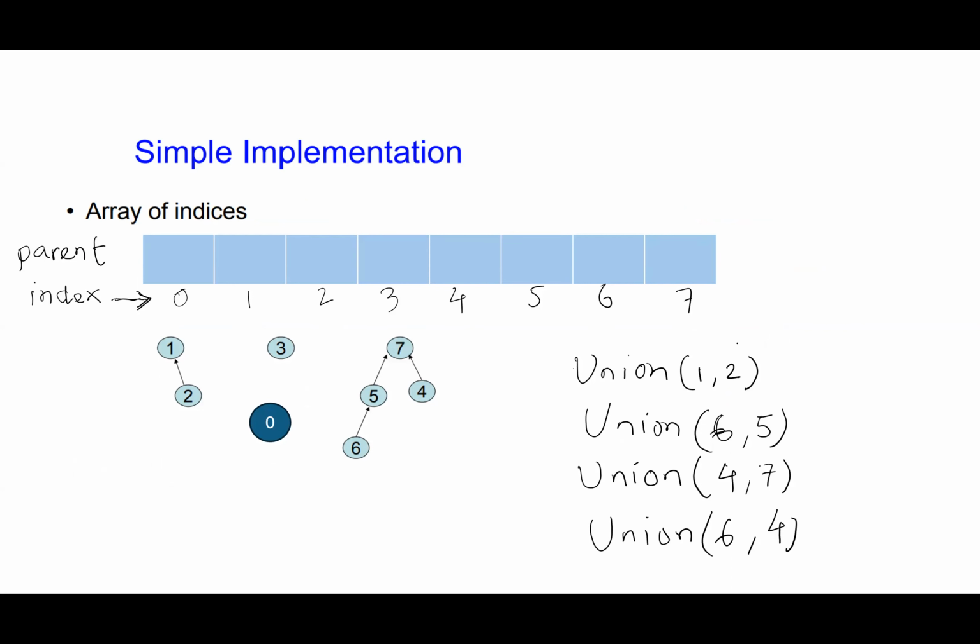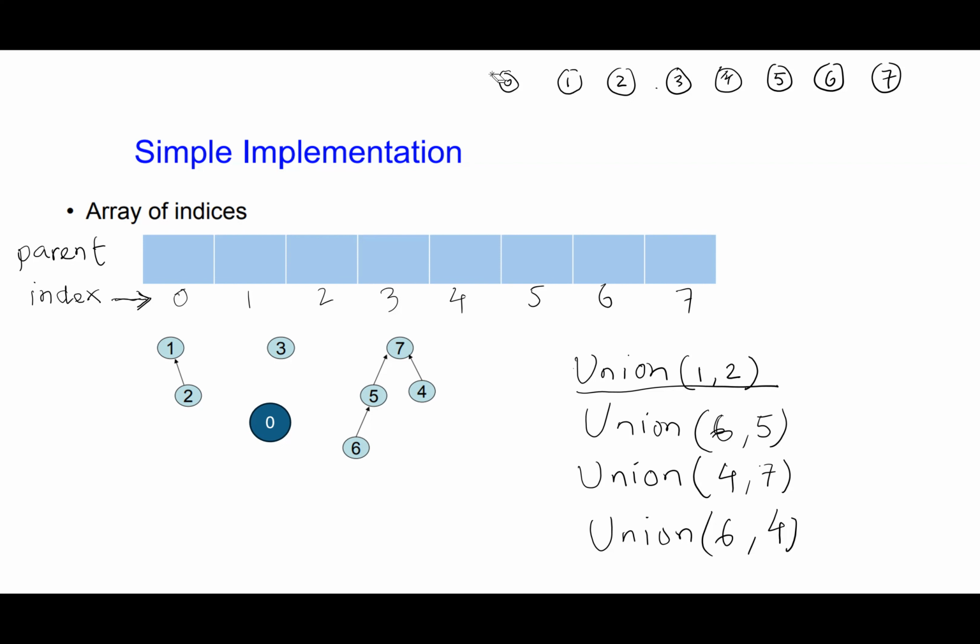One simple implementation is using an array. Let's look at this array. Initially, say the disjoint sets are like this, from 0, 0, 1, 2, 3, 4, 5, 6, 7. So initially we had 8 disjoint sets, and then we did these operations: union 1 and 2.